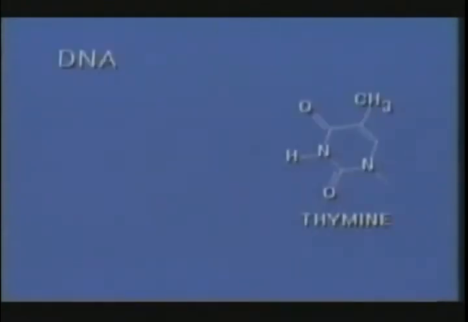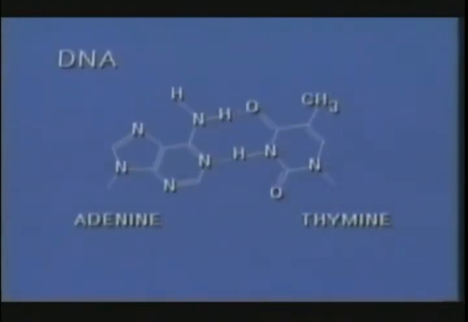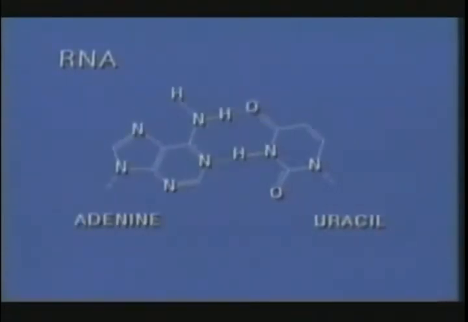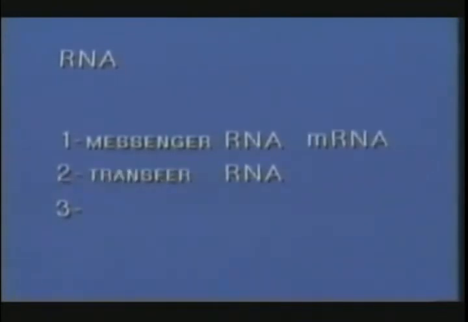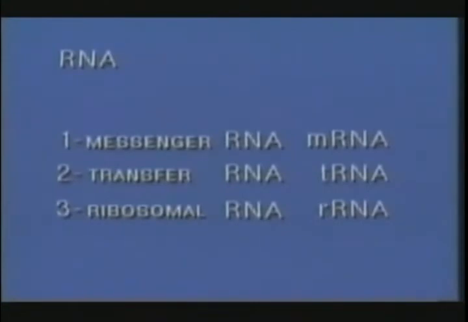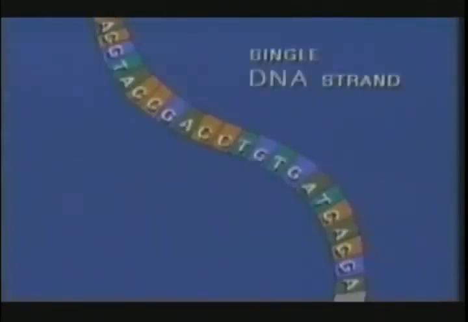While DNA contains thymine, which bonds with adenine, RNA substitutes uracil when bonding with adenine during the process of RNA transcription. In addition, RNA is found in three distinct types: messenger RNA, transfer RNA, and ribosomal RNA, each of which serves a separate purpose in the process of protein synthesis.